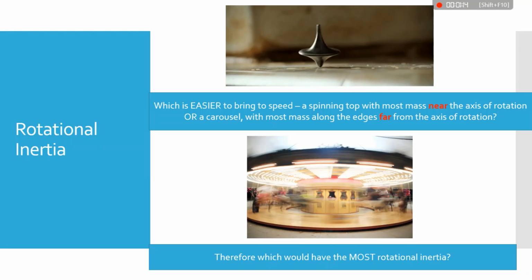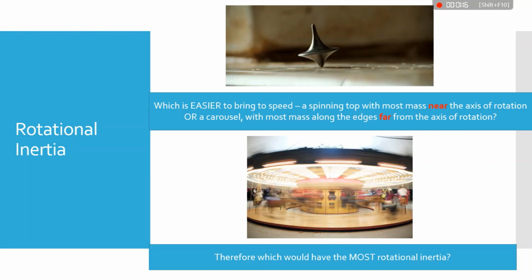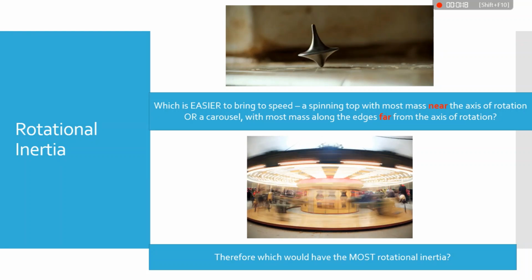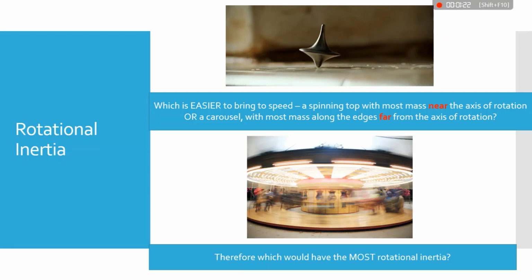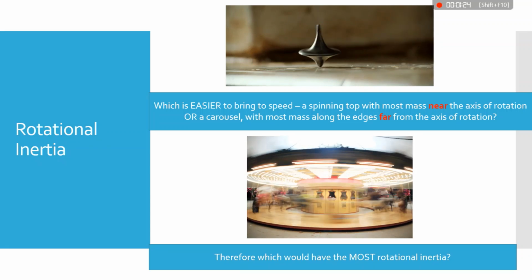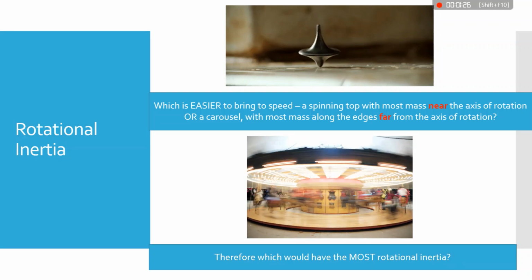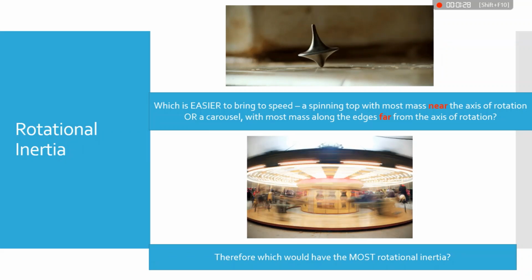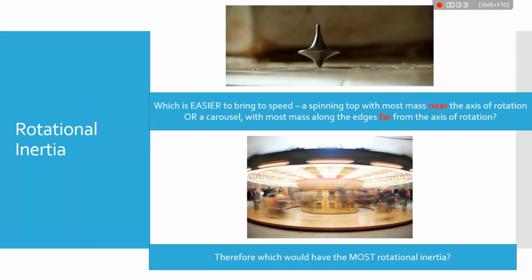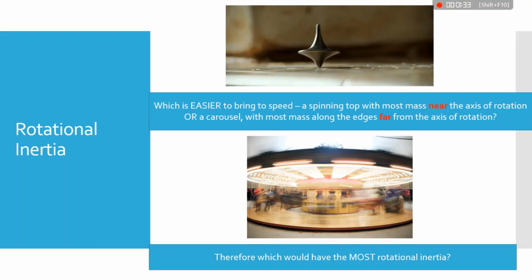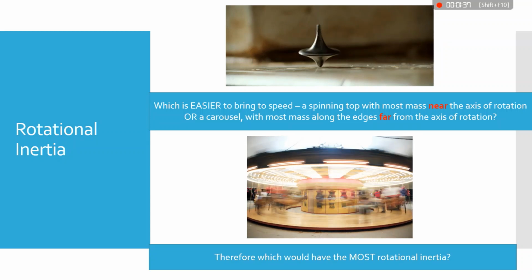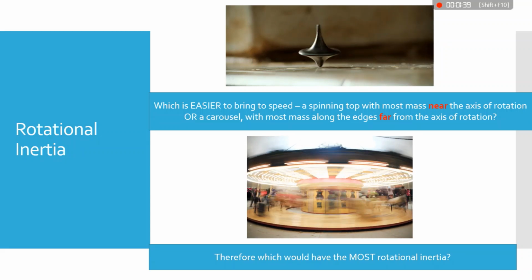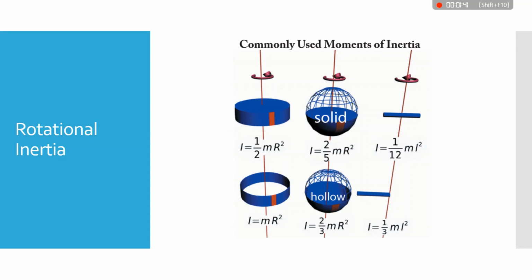Yeah, that's what I'm getting at. But which do you think would be easier to get to a high velocity? The first one. Okay, that has all the mass close to the center. So which one would have the most inertia? The bottom one. Okay. Because once it gets moving, it's harder to stop. Cool. So the more your mass is away from the axis of rotation, the more inertia it's going to have.